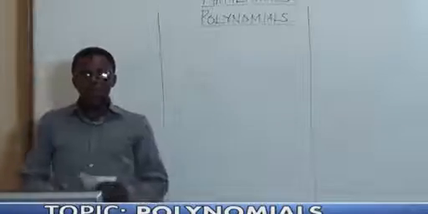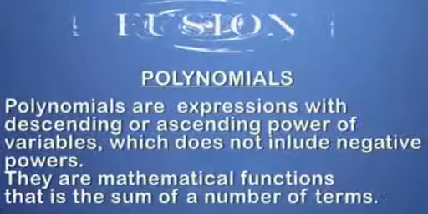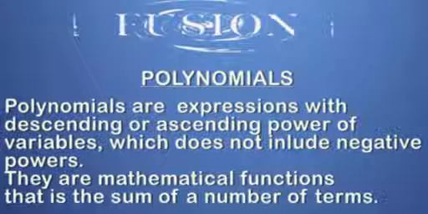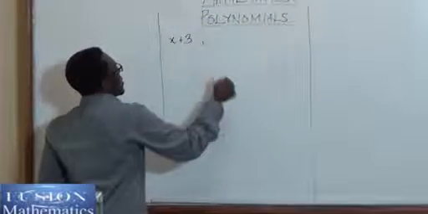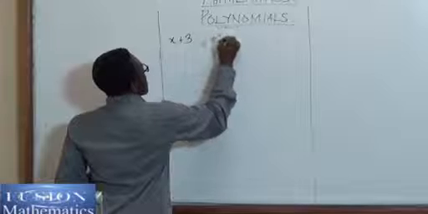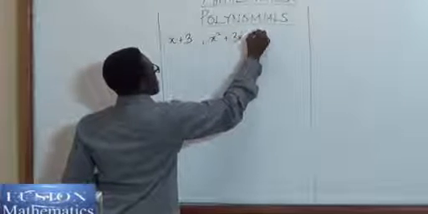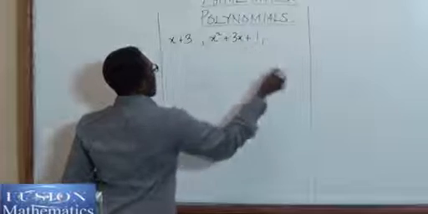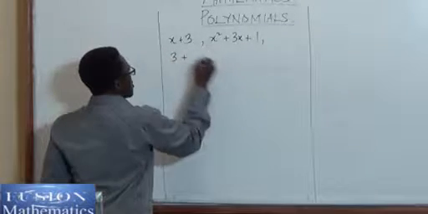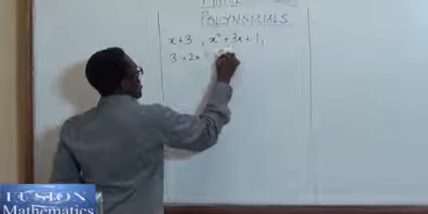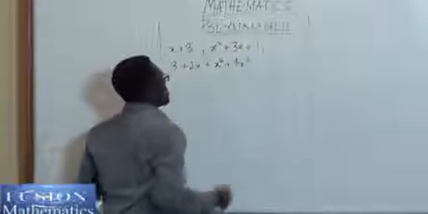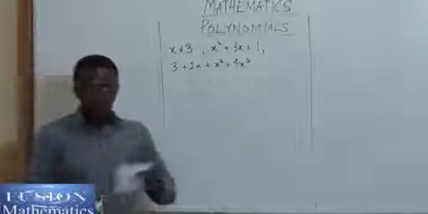What are polynomials? Polynomials are expressions with ascending or descending powers of variables which do not include negative powers. For instance, if we have x plus 3, or we have x squared plus 3x plus 1, or for another example, we have 3 plus 2x plus x squared plus 4x cubed. All these are examples of polynomials.